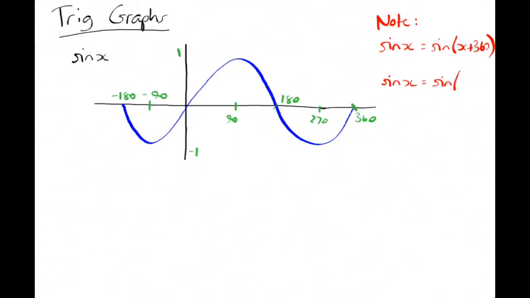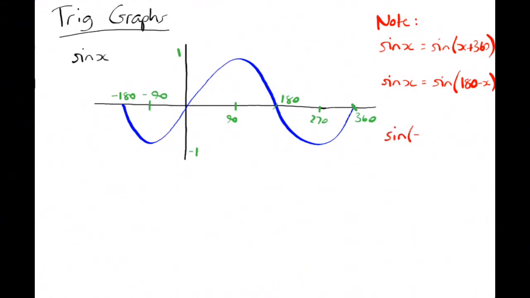Sine of x equals sine of 180 minus x. So within that first little hump, you've got a nice kind of symmetry, so that however far you are away from 0, you're the same distance back from 180.